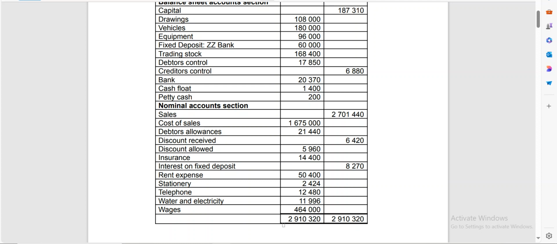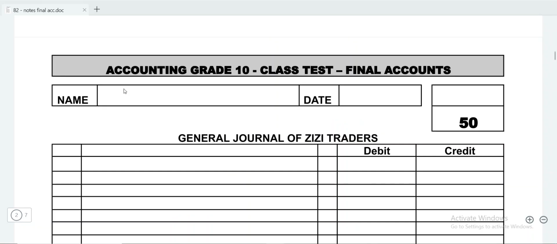Now, remember guys, the first step that we must do, we must transfer our debtors allowance to sales. So when we transfer our debtors allowance to sales, what we do, we debit sales and we credit our debtors allowance. Remember guys, I said that when you do closing transfers, what is normally debited you credit, what is normally credited you debit. Okay, so you must keep that in mind. So remember, when we do closing transfers for debtors allowance, the accounts affected are sales and debtors allowance.